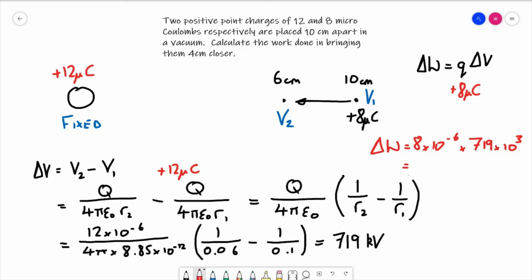What we should therefore get as a final answer for delta W, and we will obviously round at this point to 3 sig figs, is 5.75 joules. And there's the answer, so 5.75 or 5.8 depending on how you've decided to round.